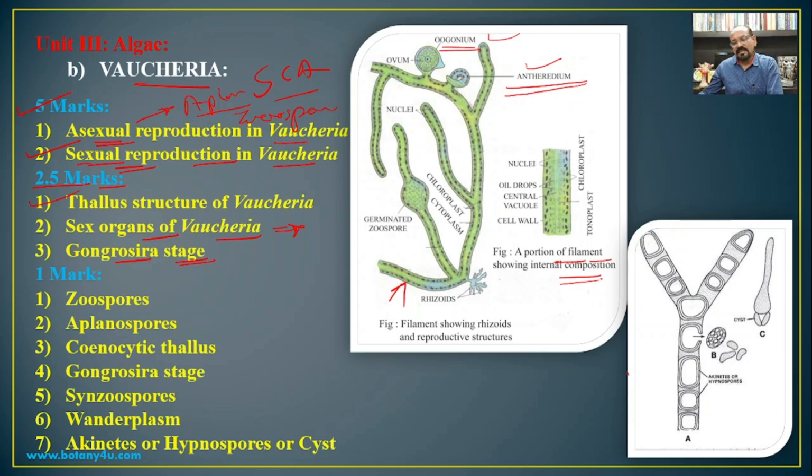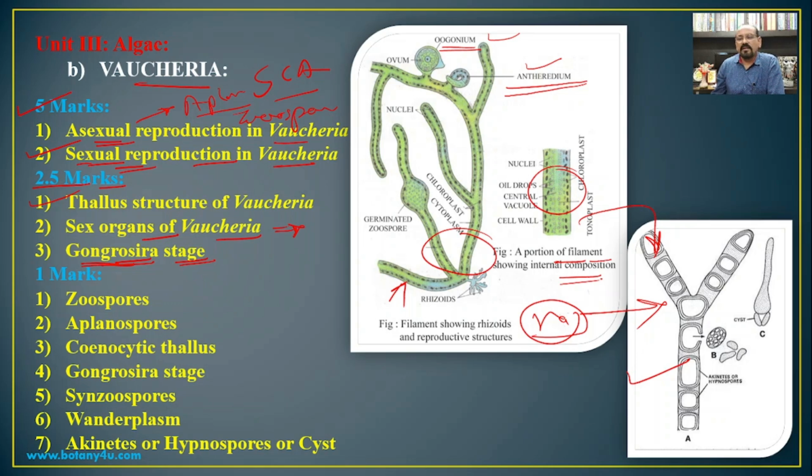If you see this diagram, you will find that this coenocytic structure of the thallus is now converted into a multicellular condition. Earlier, it was considered that there was a Gongrosira alga, and this stage of Vaucheria just looks like that of the Gongrosira alga. But later on, it was found that there is no such alga, and it was just a one-off stage of Vaucheria.